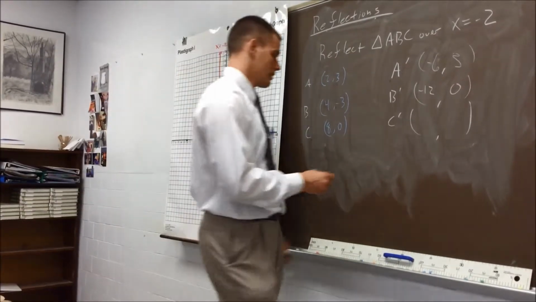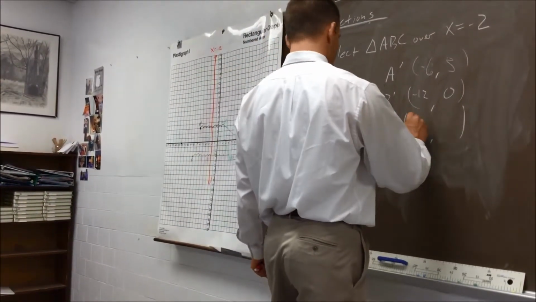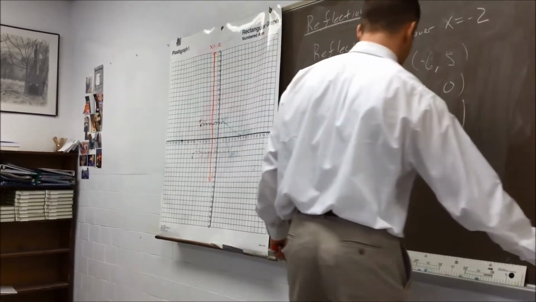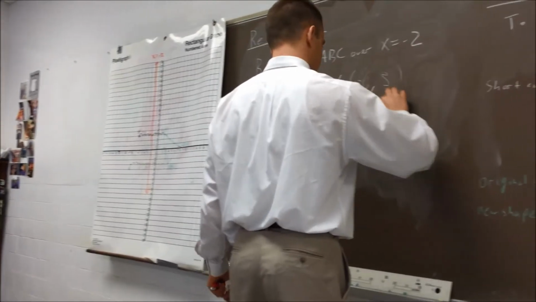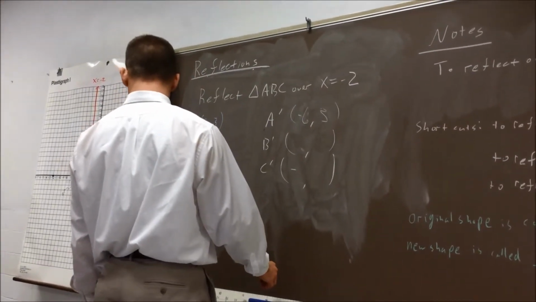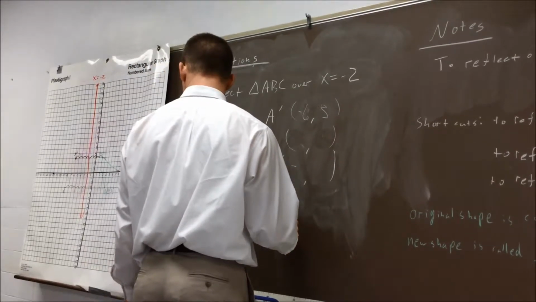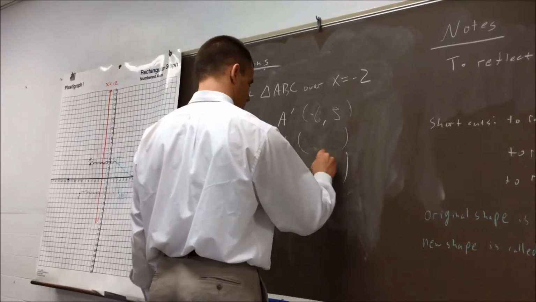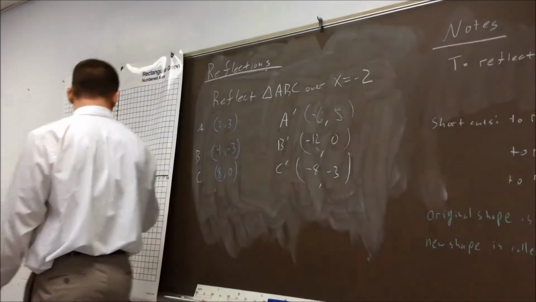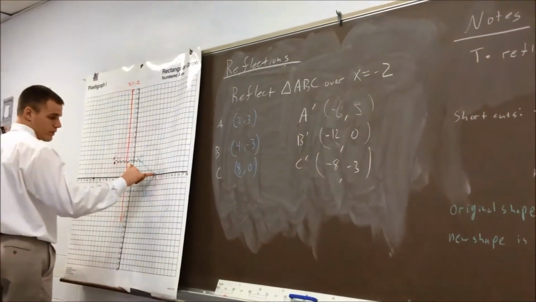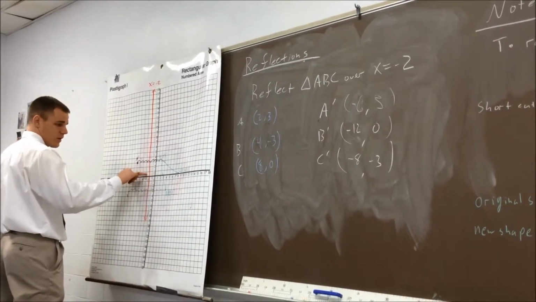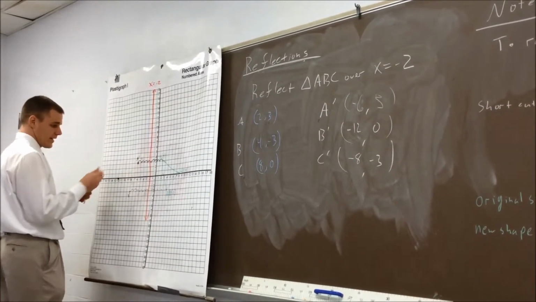So that is negative B. -8, comma, -3. And then we have -12, comma, 0. So we count it over. 1, 2, 3, 4, 5, 6, 7, 8, 9, 10.